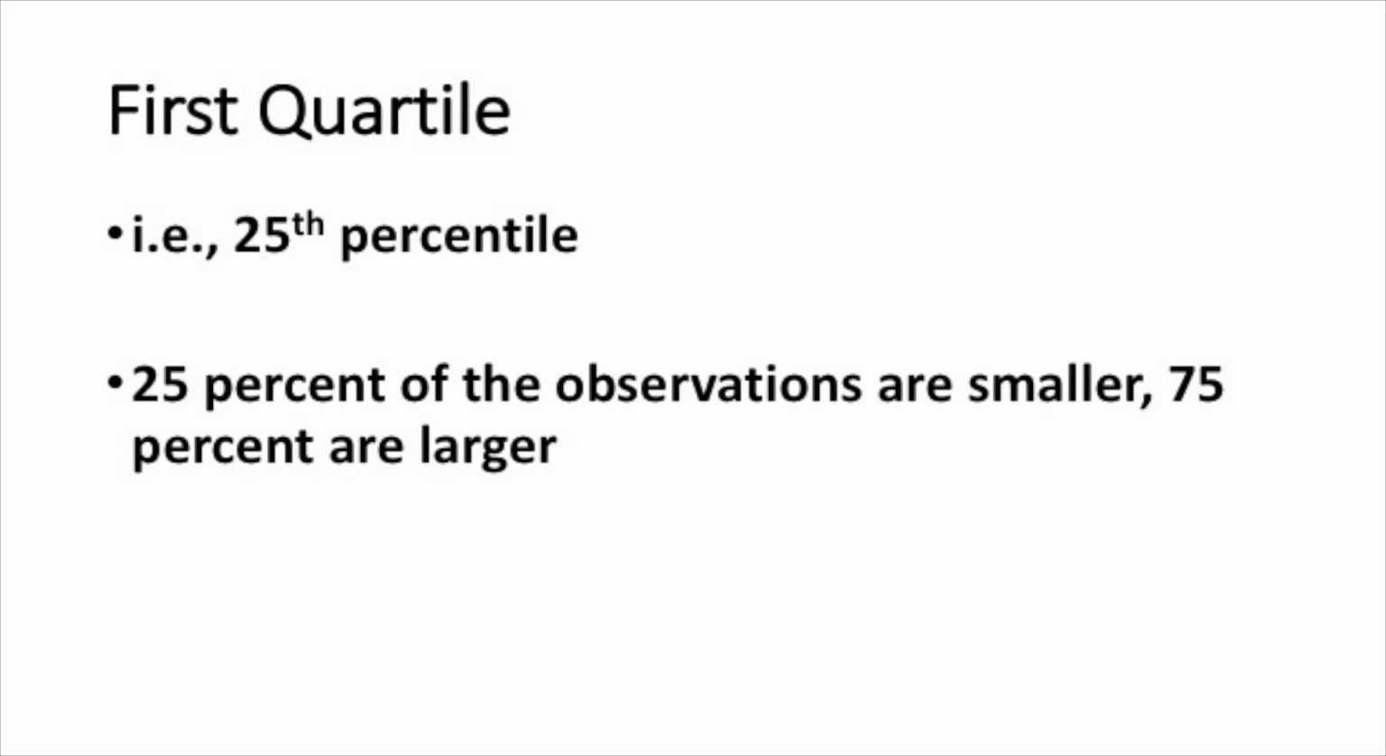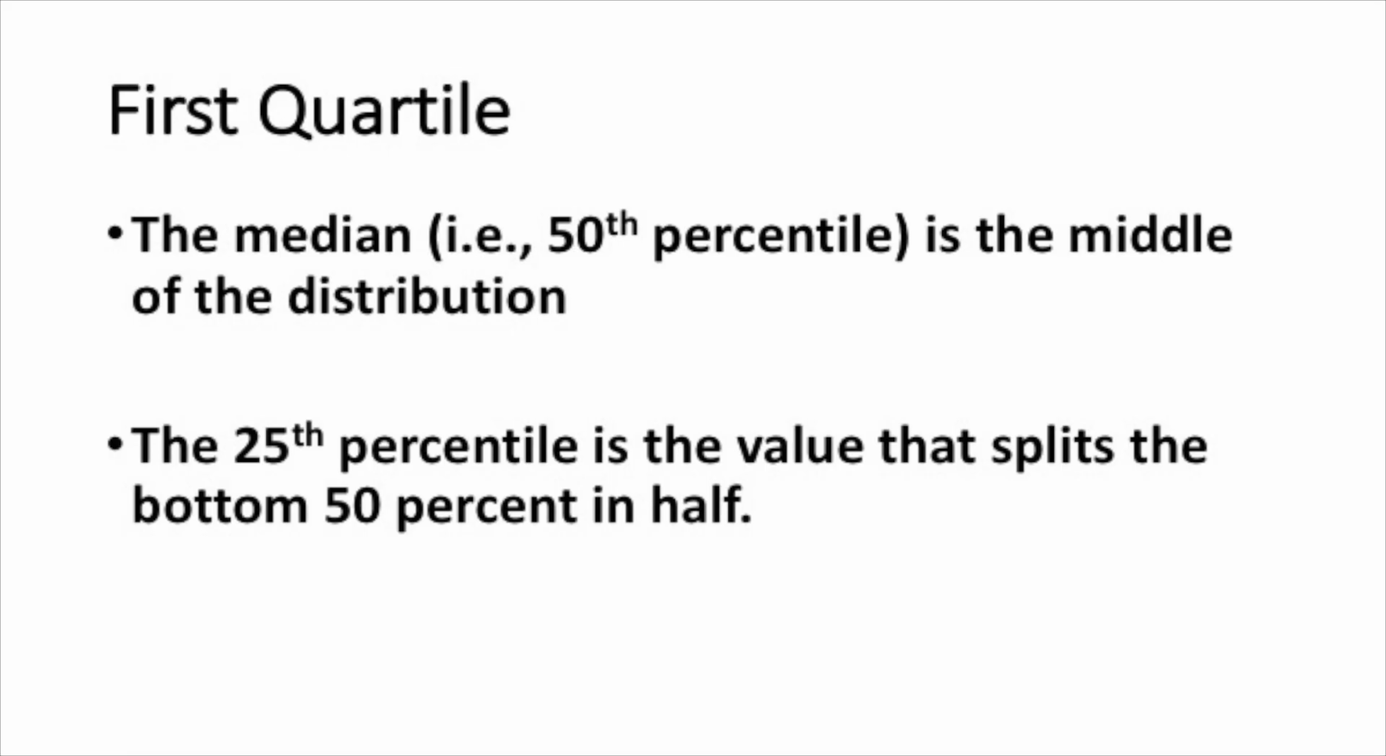The first quartile, which is also known as the 25th percentile, tells us a value for which 25% of the observations have smaller values and 75% of the observations have larger values. You might recall from a different video that the median, which we called the 50th percentile, is the value for which 50% of the observations have smaller values and 50% of the observations have larger values. So we can think of the 25th percentile, or the first quartile, as a value that splits the bottom 50% of the observations in half.